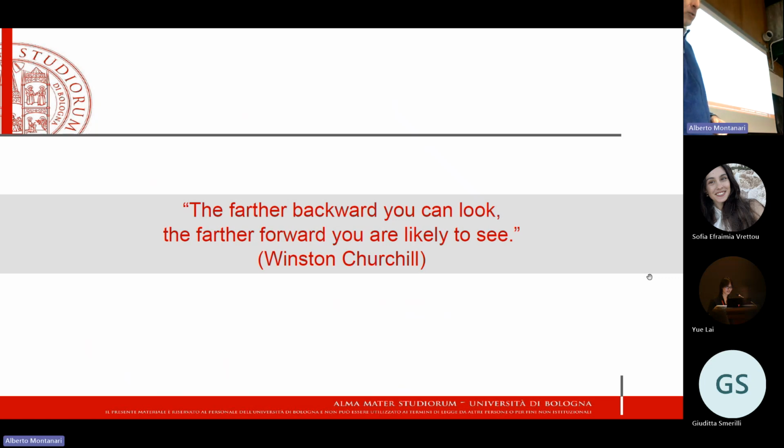Okay, now what is the moral of the whole story? This is a conclusion by Winston Churchill, and it means look back for predicting the future. The moral of the story is that we have today means for making predictions. We have means for trying to understand what the drivers of the current global warming are. But still, there are a lot of things that we don't know.